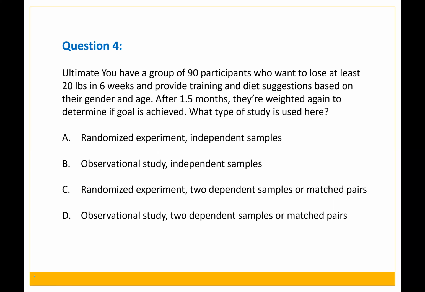You have a group of 90 participants who want to lose at least 20 pounds in 6 weeks and are provided training and diet suggestions based on their gender and age. After 1.5 months, they are weighed again to determine if the goal is achieved. What type of study is used here? Now, we have 90 participants, and they receive training and diet based on their gender and age, and then they're weighed again. So they have two sets of data: the data before they receive the training and the data 6 weeks after they receive the training.